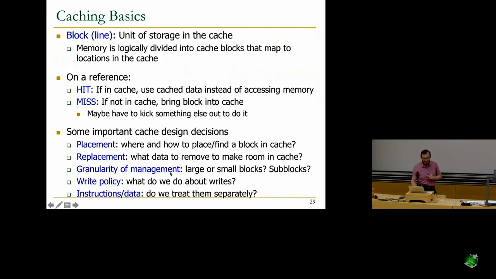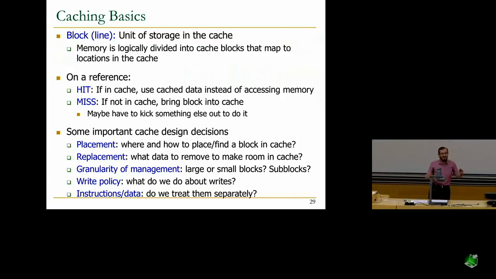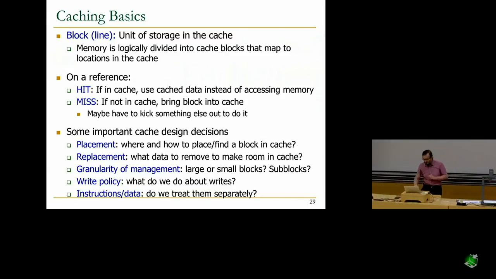Some of them are like this: placement, where and how to place or find a block in the cache. We're going to look at examples of placement. This depends on how you index into the cache and how you search the cache. And in hardware, you want to be simple, so we're going to look at very simple structures. In a web cache, you may be much less simple, right?